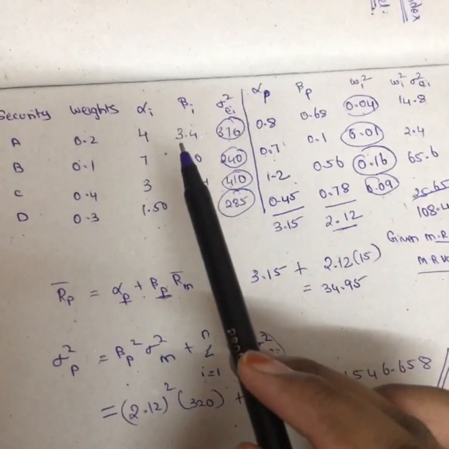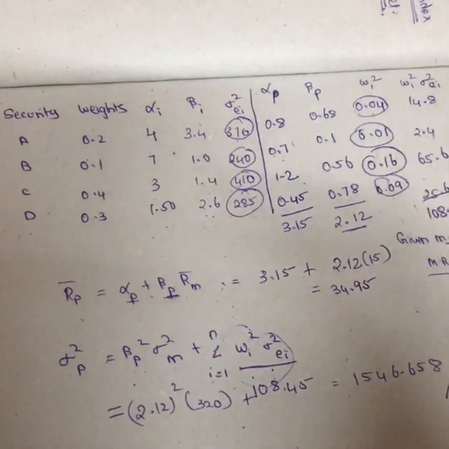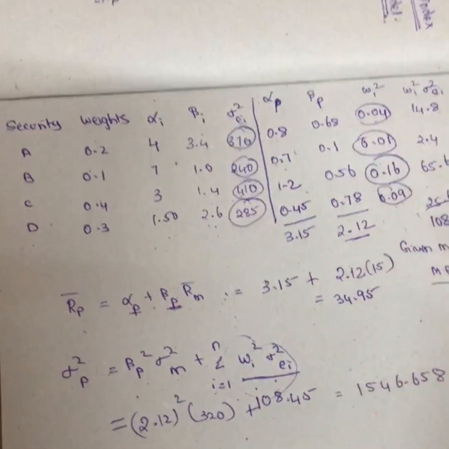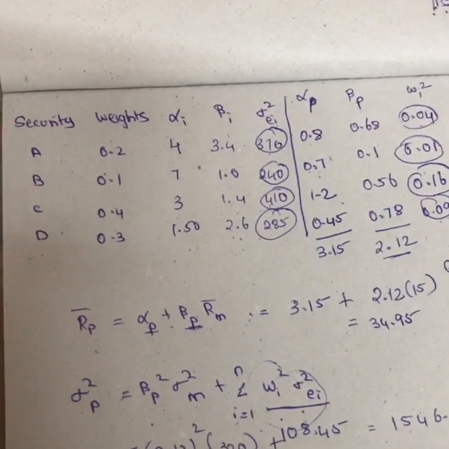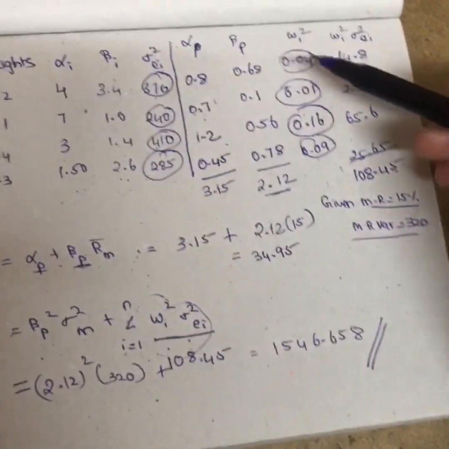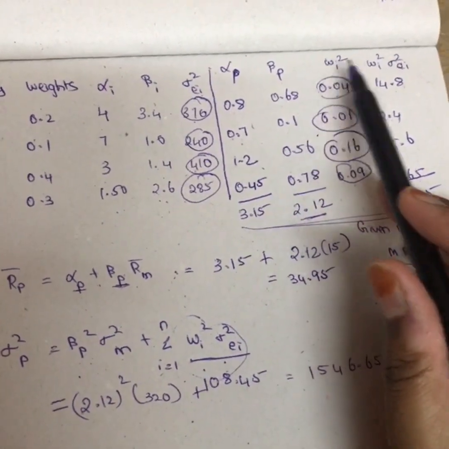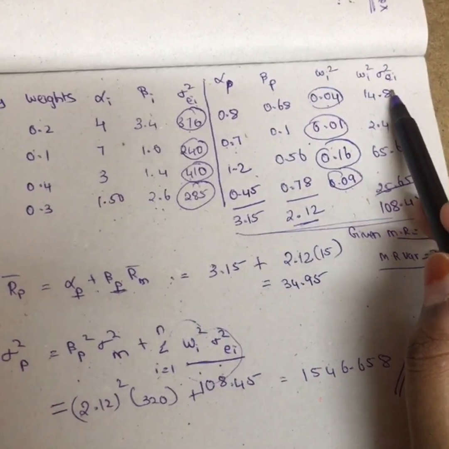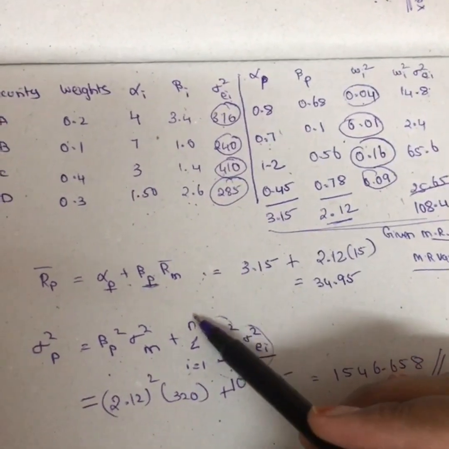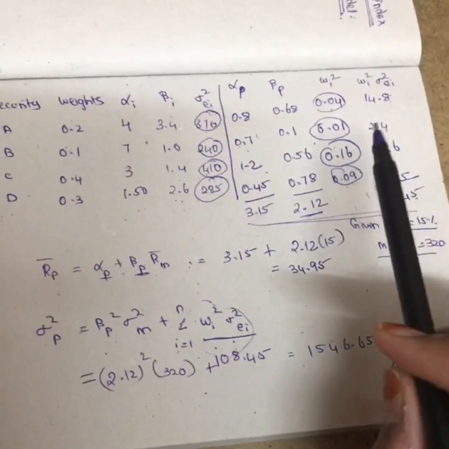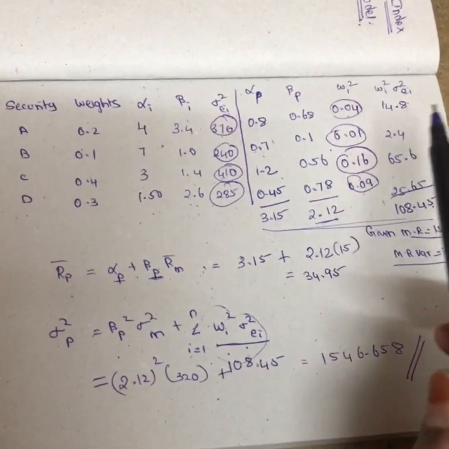See, for return we just need to take the values and substitute in the formula. That's it. But for portfolio return and risk, we have to do additional four columns, that is alpha p, beta p, Wi square and Wi square into variance ei, because the formula is demanding us to do this. That's it, girls. This is all about your portfolio return and portfolio risk.